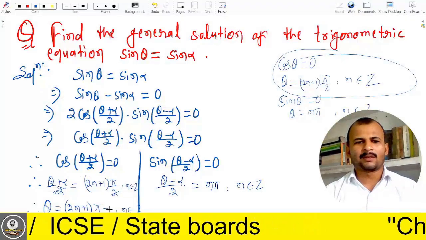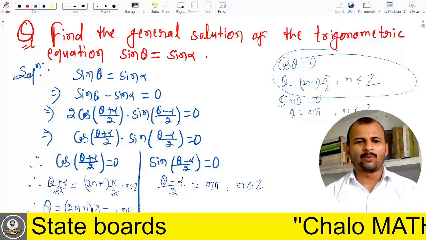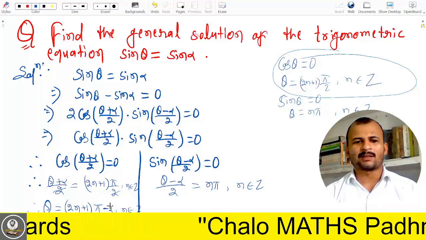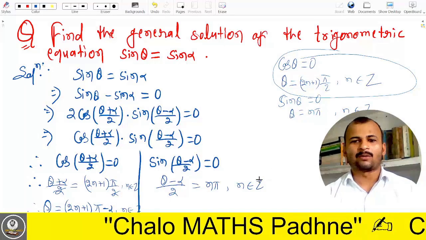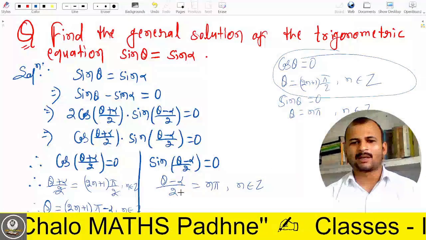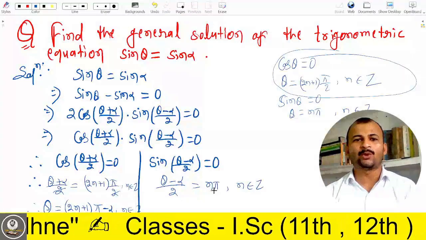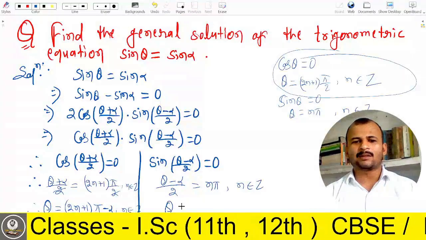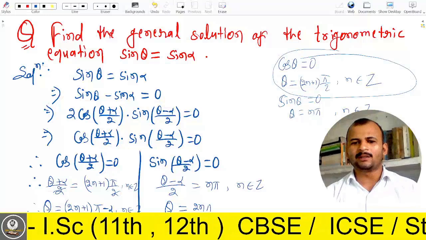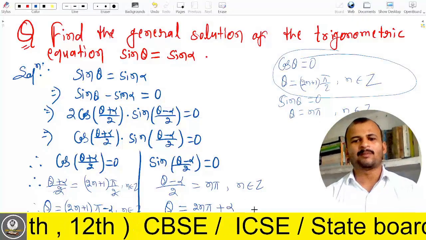Therefore theta equals (2n plus 1) into pi, where n belongs to Z, and alpha is subtracted from both sides, so we get minus alpha on the right-hand side. Now in the other equation, after multiplying both sides, we get theta minus alpha equals 2n pi, and theta equals 2n pi plus alpha, where n belongs to Z.